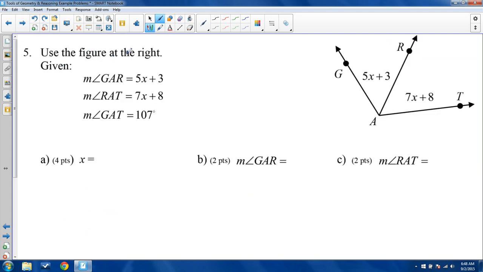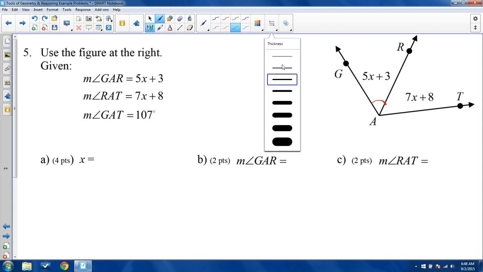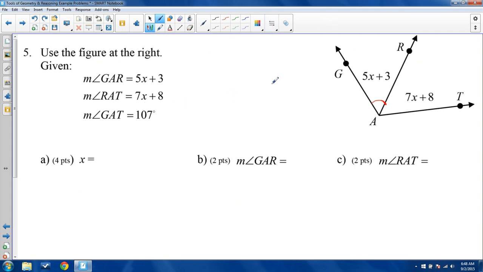Number 5, use the figure at right. You're going to be given some information here that the measure of angle GAR is 5x plus 3. Assume that's, I guess, in degrees. The measure of angle RAT is 7x plus 8. And the measure of angle GAT, the entire thing, is 107. And I guess, again, that means degrees.